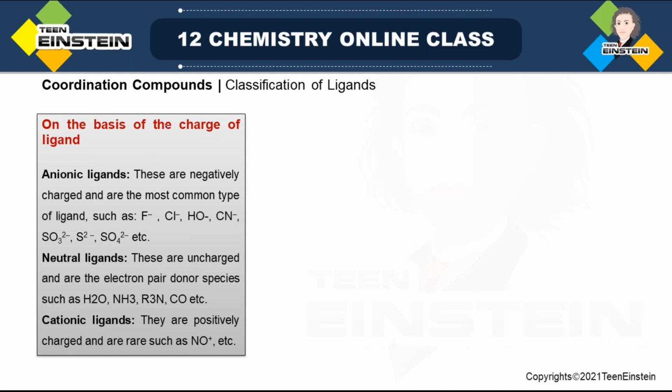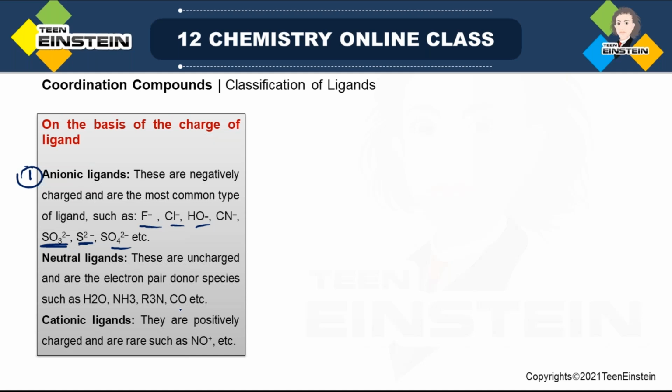When it is on the basis of charge, the first category we have is anionic ligand. From the name you can understand it will be carrying some negative charge, and this is the most common type of ligand. Some examples you have already seen, and some more examples we have: sulfite ion, sulfide ion, sulfate ion, hydroxy ion.